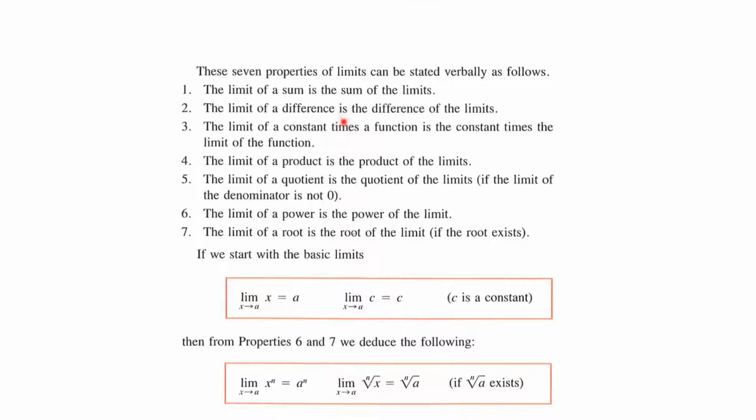These 7 properties can be stated verbally. Let's go over a couple of those. The first one says the limit of a sum is the sum of the limits. Or for the ratio, the limit of a quotient is the quotient of the limits if the limit of the denominator is not 0.